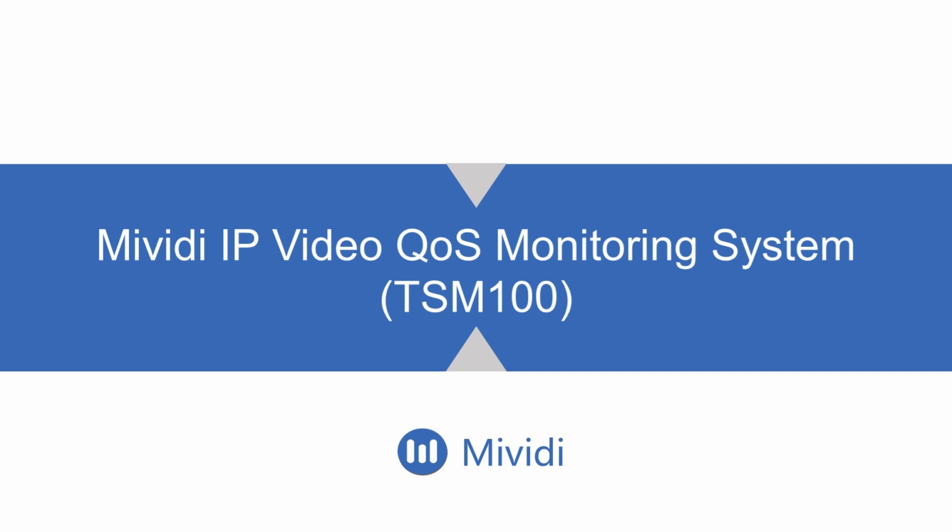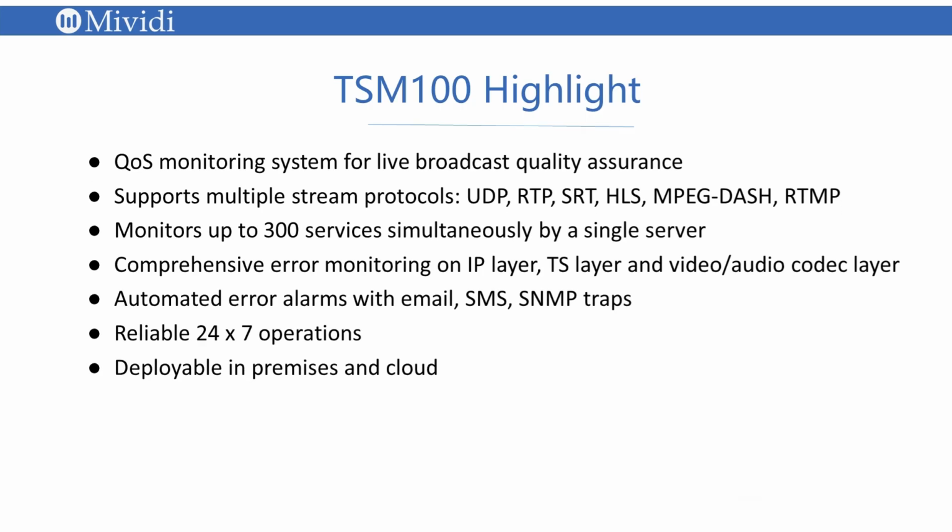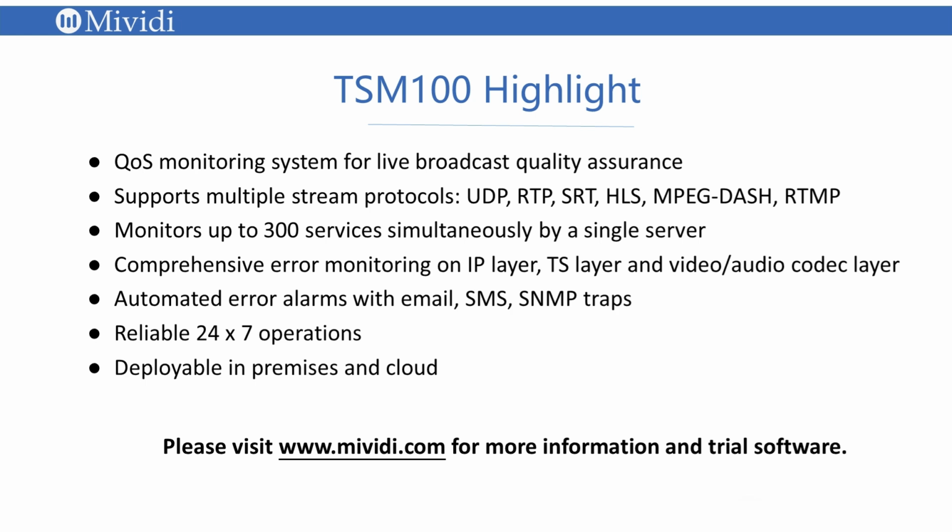This video explains how to install and use the TSM100 software. It's designed for broadcasters, cable, IPTV, and OTT video service providers to check their video signal quality and monitor any errors in streams. It supports TS over UDP RTP, HLS, RTMP, RTSP, and SRT streaming, as well as TS over ASI interfaces. A single system can monitor up to 300 video services simultaneously.